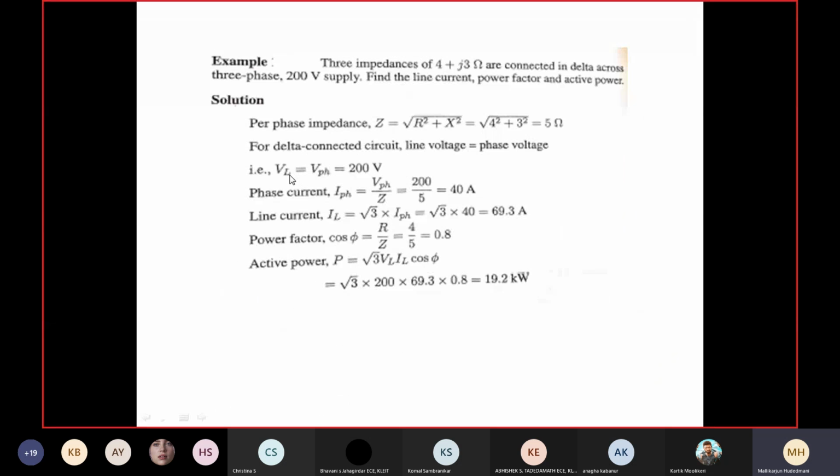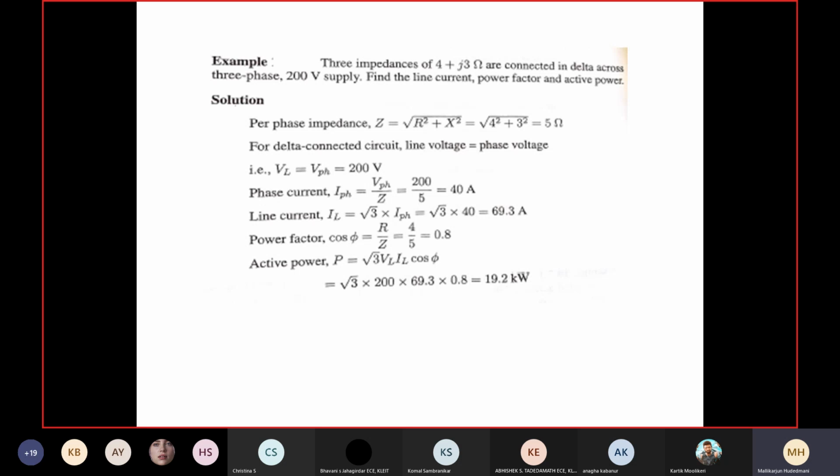So VL, which is given in the problem, is equal to my required voltage per phase. So per phase voltage is line voltage, 200. Because I want to calculate per phase current. This is my requirement. To get this, I require Ohm's law relationship. I equal to V by Z, PH, PH, PH. All the elements must be per phase. So VPH is equal to VL, which is numerically 200. Then impedance of each branch or path is 4 plus J3, the impedance magnitude is 5 ohm.